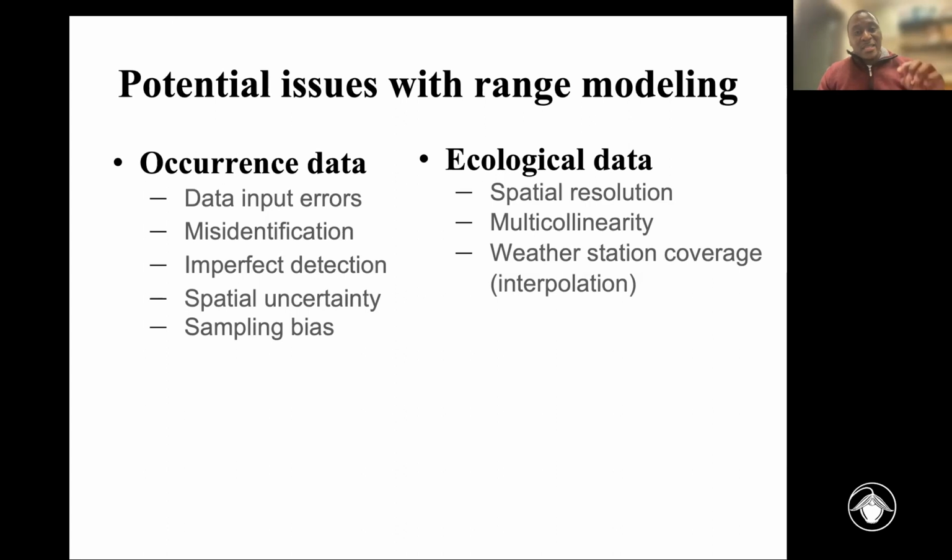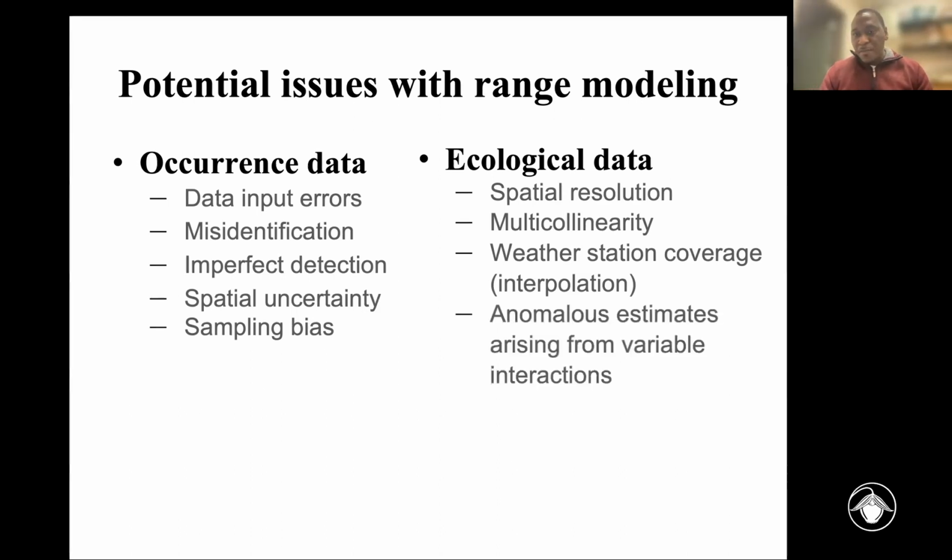Take into account the fact that the predictor variables you are using were produced from interpolation of data sets collected from weather stations. If the weather stations are too far away from each other, then it increases the likelihood of errors coming from those predictor variables. Closer weather stations will give you better interpolation. And then sometimes there may be unexpected interactions taking place among the variables. For example, temperature could interact with precipitation, especially at higher elevations. So you want to think about that as well.